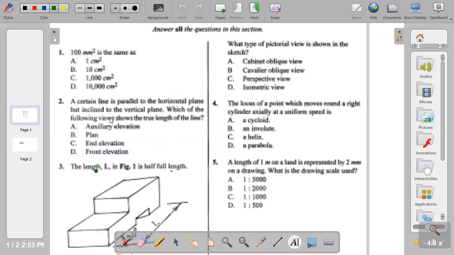Question 2. A certain line is parallel to the horizontal plane, but inclined to the vertical plane. Which of the following views shows the true length of the line? You can only see the true length on the plan. A, auxiliary elevation, B, plan, C, end elevation, D, front elevation. The true length of this line can be seen on the plan, which is B. Question 2, the answer is B. Number 3.